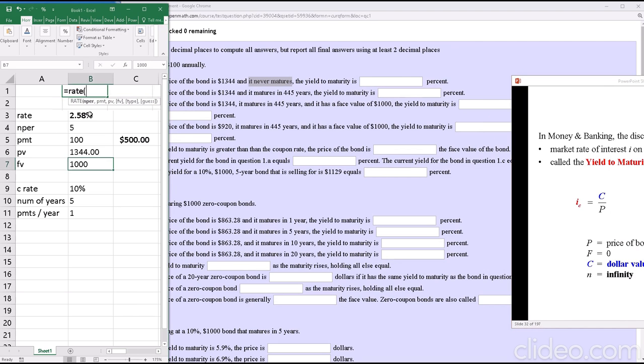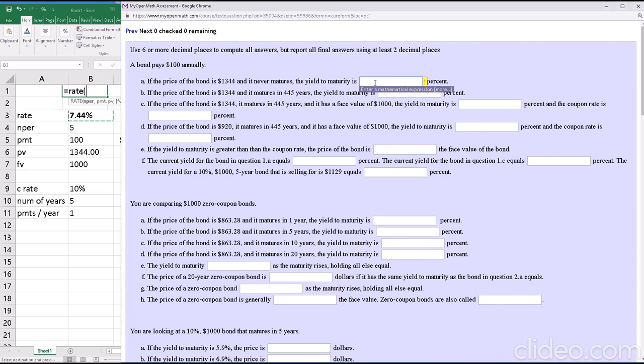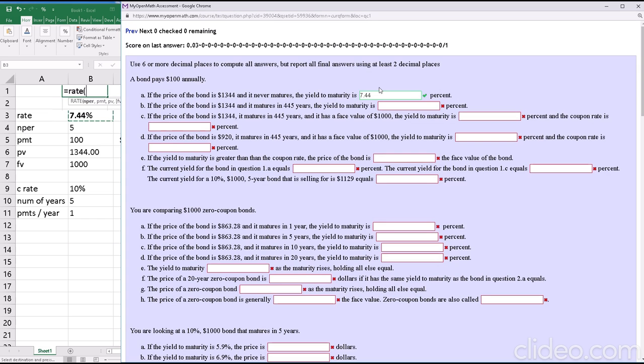So let's go back over here. We want to know the interest rate, right? We could type the coupon payment, which is $100, divided by the price, which is $1,344. And then we hit enter. And we get 7.44%. And this is where we're going to have a little fun with Excel. And we got a percent up there in words, so we don't need the percent symbol. It'll be the correct answer, correct?